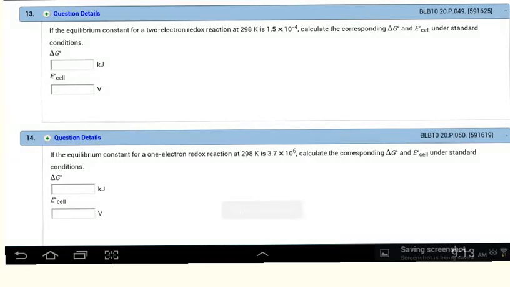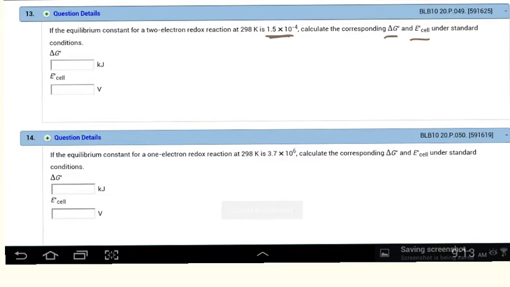Number 13 and 14 are pretty much the same idea, so we're just going to look at one of them. They want us to take an equilibrium constant and calculate delta G and E cell. Before we actually solve the problem, let's do a little predicting.